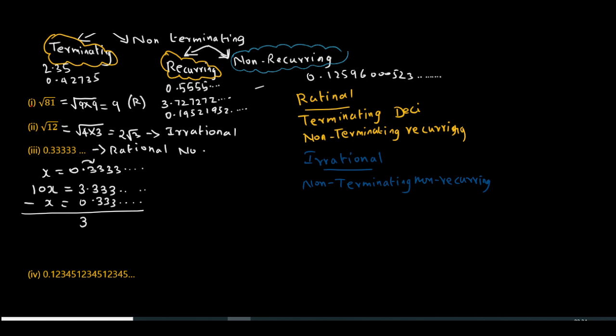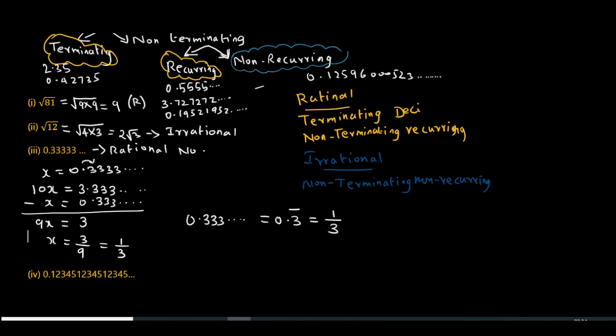3 minus 0 is 3. Then 10x minus x is 9x. So x is nothing but 3 by 9, which is 1 by 3. So our given number, that is 0.333... is nothing but 0.3 bar, which can be written as 1 by 3, p by q form. Therefore, the non-terminating recurring numbers are rational numbers.